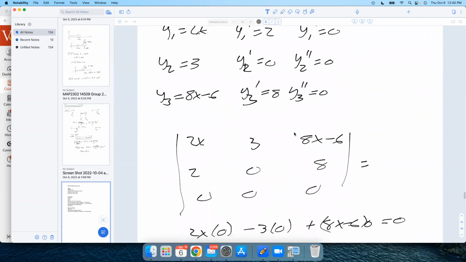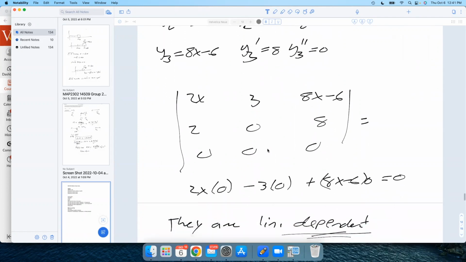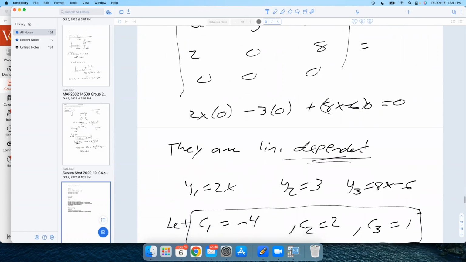So we write the functions here, their first derivatives, then their second derivatives, and we take this determinant. So you got to remember how to do the determinant of a 3x3. And every one of these pieces is 0. We just get 0. So these are linearly dependent.